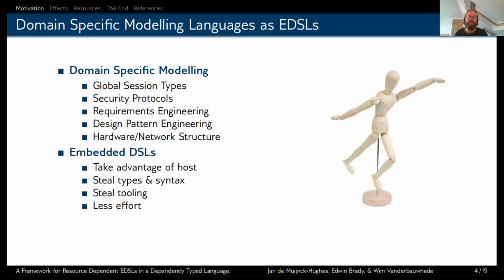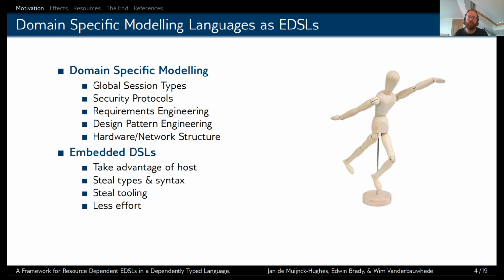Well, we can apply these languages to many areas. One such area of interest to us is the creation of domain-specific modeling languages. From the creation of global session types, modeling security protocols, and from reasoning about software requirements to physical network structure, we can use these languages to strengthen how we reason about our models and also our programs. These types of languages are great at capturing various domain-specific structural properties, and by embedding these languages within Idris, we can take advantage of the expressive type-level environment to realize our reasoning.